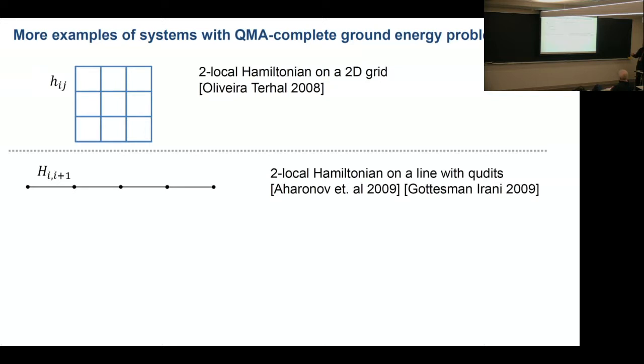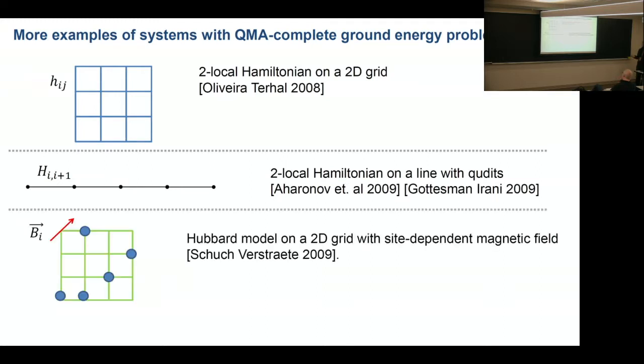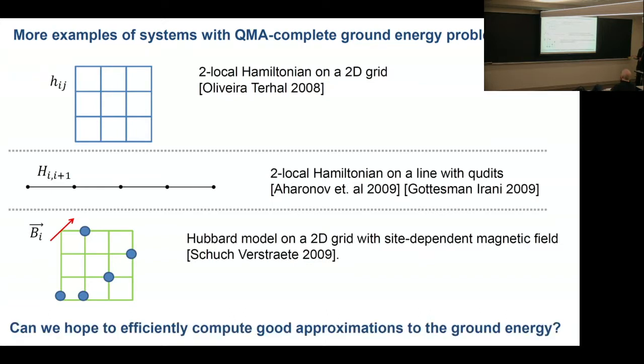But this is hard even if the Hamiltonian is translation invariant. So the local term that describes the interaction between nearest neighbors can be the same everywhere, and the problem is still hard. And it's also true for things that look like fermions hopping on a 2-dimensional grid with a position-dependent magnetic field. So basically, any natural restriction you might think of, or that might be closer to what arises in physics or chemistry, usually you can find some wiggle room to encode some hard problem into that restricted type of interaction.